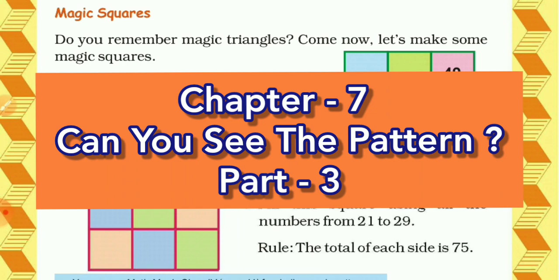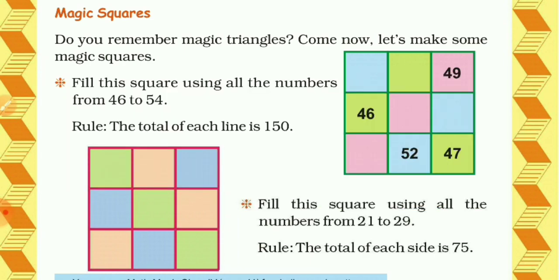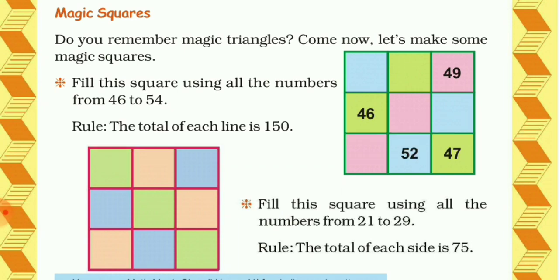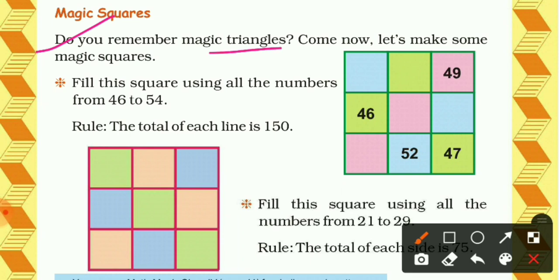Let's start the class. Now let's have an overview of today's class. So today's topics are magic squares and magic hexagons. Let's know which type of magic these squares and these hexagons have. So now come to the statement. Do you remember magic triangles? Yeah, we have studied about magic triangles in class 4.